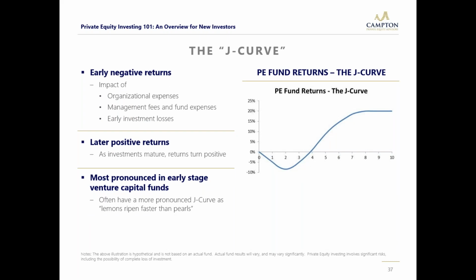And really the final thing I want to mention here is something known as the J curve. So we've talked about how the cash flows work, but here I want to mention that early on in the fund's life, as it's making investments, those investments take some time to grow in value. And in the early stages of a fund's life, the fund will have organizational expenses that it has to pay. It'll have management fees and fund expenses. And then, usually in early stage venture, there may be some early investment losses. As we talked about, in early stage venture, a third of these companies are expected to fail.